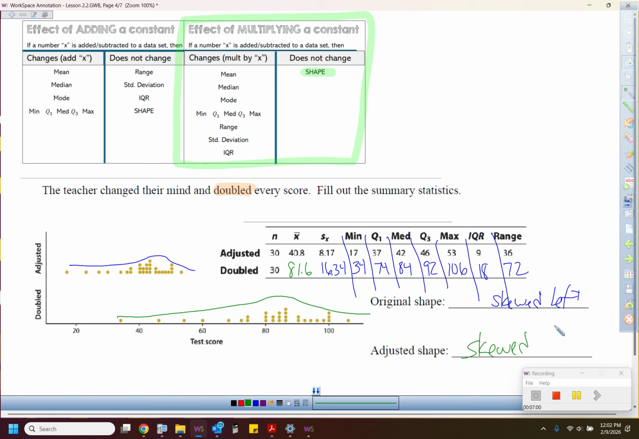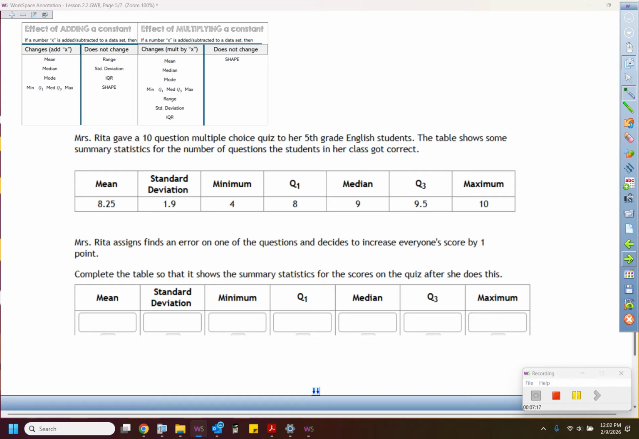Shape never changes. Shape's the only guy that's in both categories of does not change. So if you add, a lot of things change and a lot of things do not change. If you multiply, basically everything changes except for shape, right? How does it change? By whatever they did to it. So let's try again on the back side. That way you got your little chart side by side.